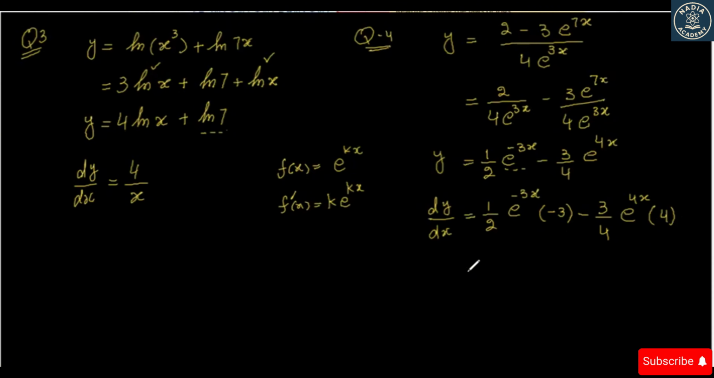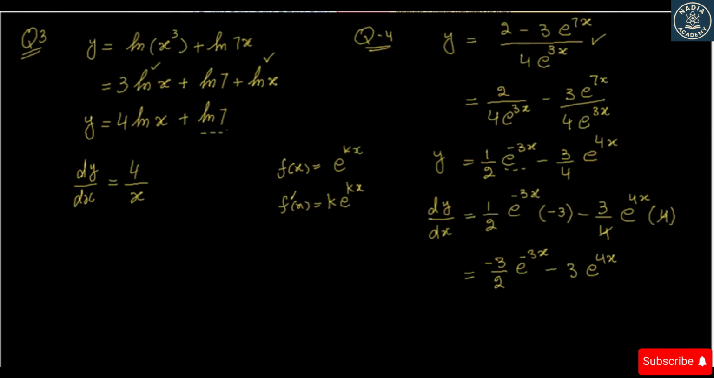Now we can write it in a simplified form. That will be negative 3 over 2 e raised to power negative 3x. Then we will have negative 3 times 4 over 4, which is negative 3 e raised to power 4x. So you can also leave it as it is. So that is our derivative of the given function.